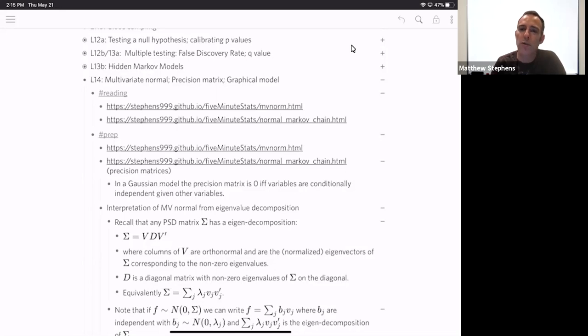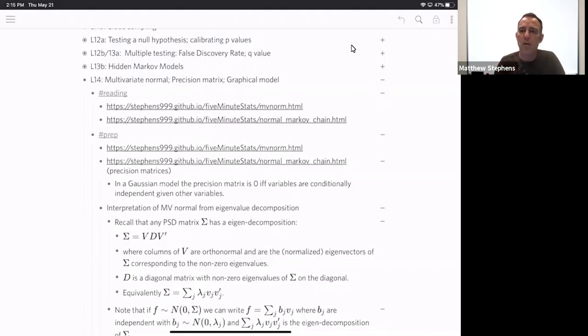So I want to give you some tools for thinking about what multivariate normals in high dimensions, let's say 10 dimensions or 100 dimensions or even 1,000, 10,000 dimensions, what those kinds of distributions look like. Okay, so that's the big picture goal. There are two readings here that you can look at. And there's also this interpretation of a multivariate normal from an eigenvalue decomposition, which we're going to go over now in the video, and I'll make another video about precision matrices.